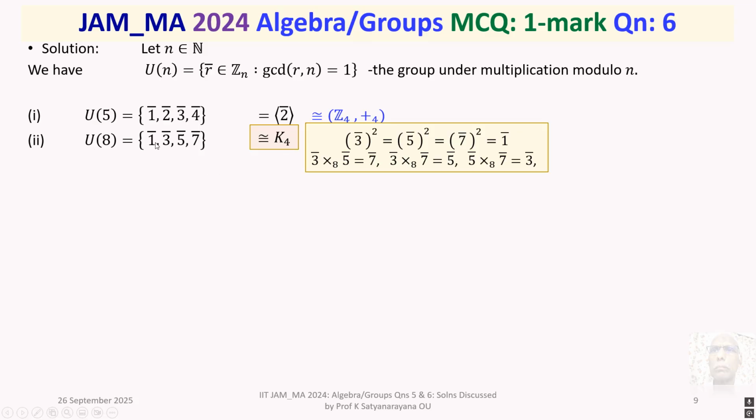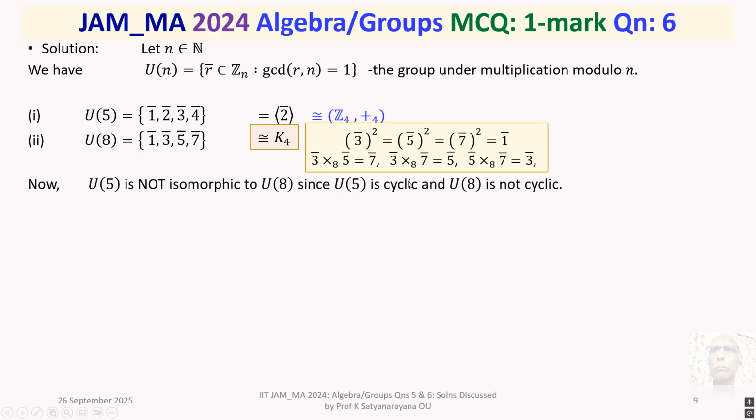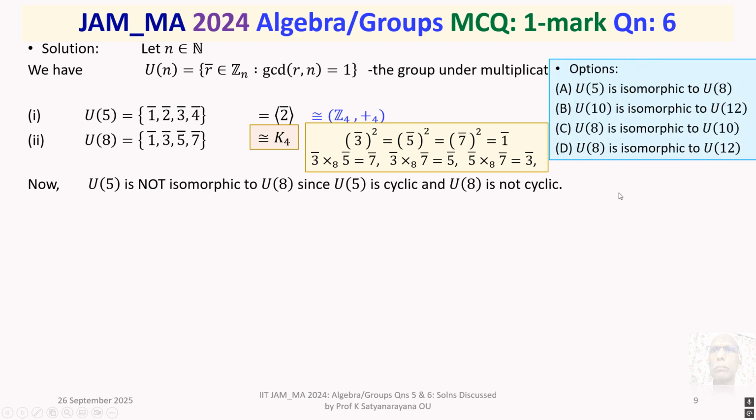Right. Now, can U5 be isomorphic to U8? No. U5 is cyclic. U8 is abelian but not cyclic. Therefore, U5 is not isomorphic to U8 because U5 is cyclic and U8 is abelian but not cyclic. So, option A is not true. Right. We move to 3, U10 we take.